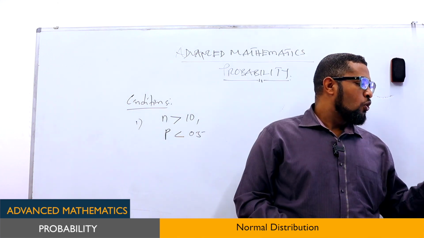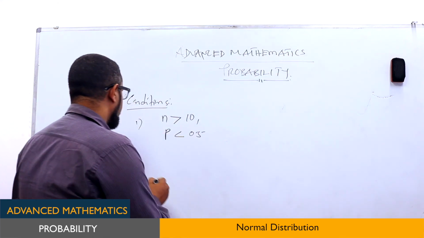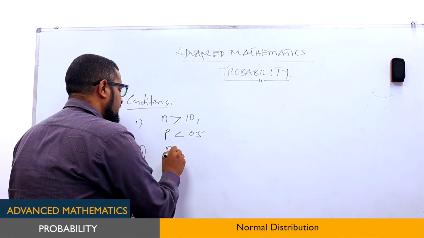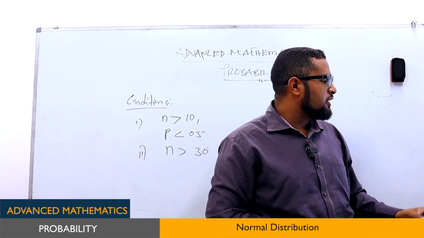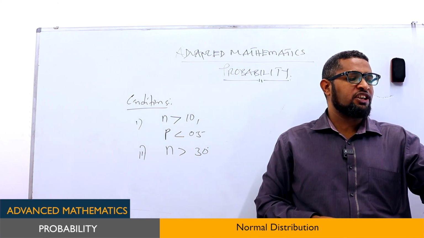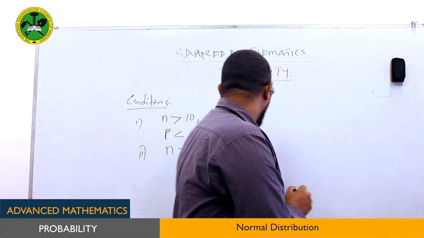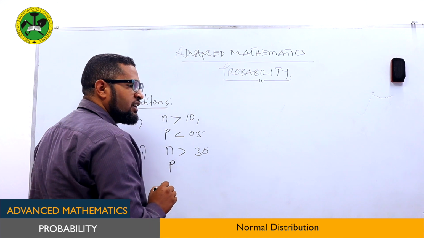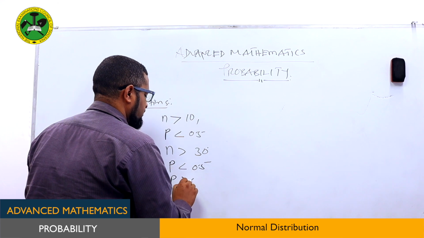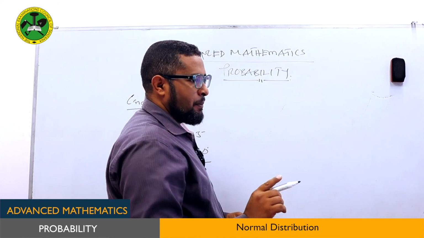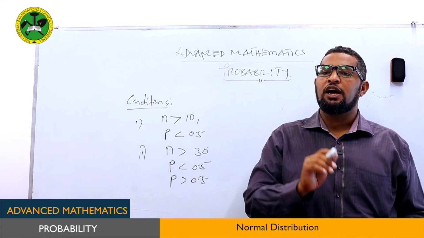Condition number 2, when n, the number of trials, is greater than 30. So okay, this is the second case. If n is greater than 30 and the probability of success is less or greater than 0.5. So here there is no restriction on the probability. So the probability of success is either less than 0.5 or greater than 0.5. But what makes you approximate is the number of trials.